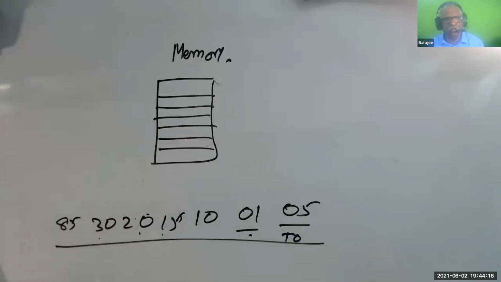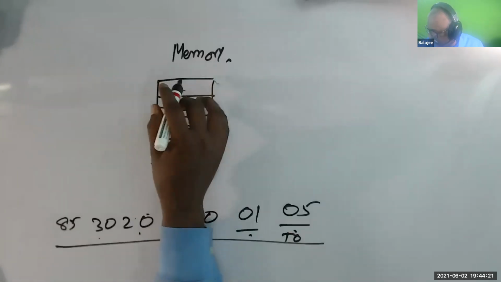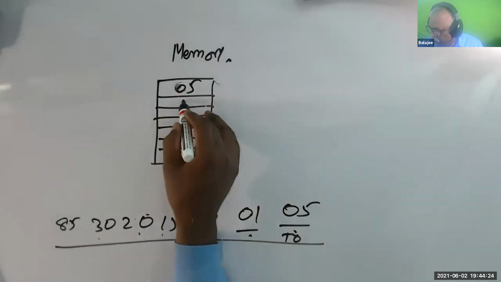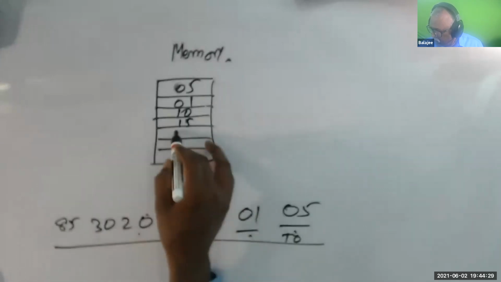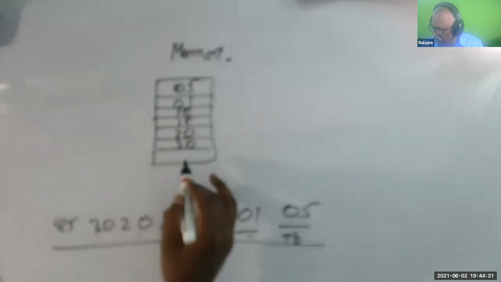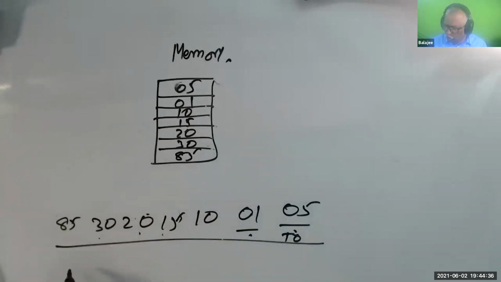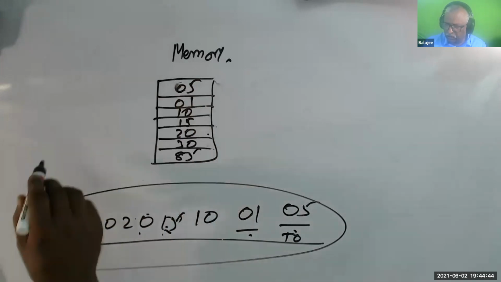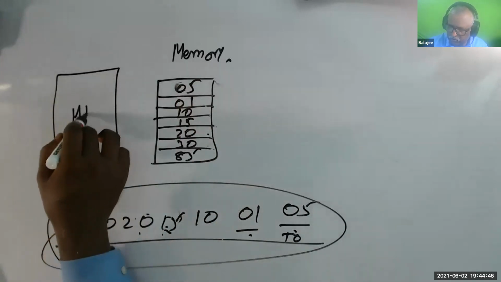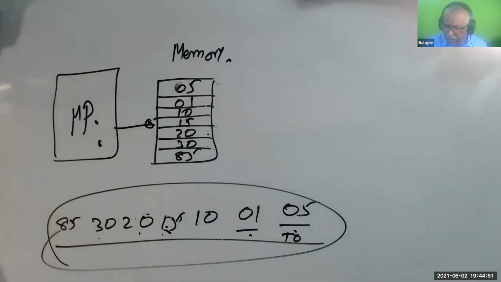I prepare everything. What I do here is I write the data sequentially: 05, 01, 10, 15, 20, 30, and then 85. For your notebook, in a computer or a board, the same thing is memory. Who is writing this data into the memory? That guy is the microprocessor. And who tells the microprocessor to write? That is your software.